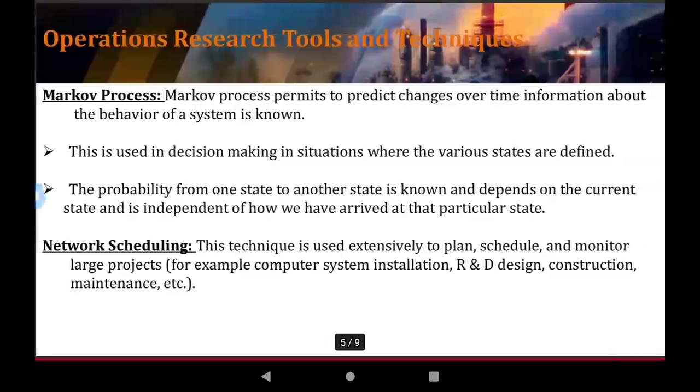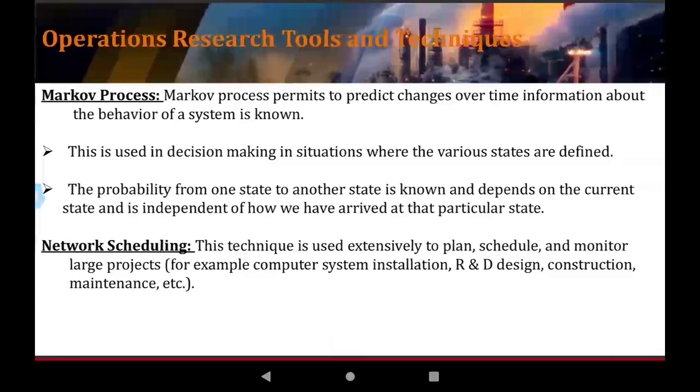Okay, among the operation research tools and techniques, another technique provided is the Markov process. The Markov process permits predicting change over time; information about the behavior of the system is known this way. The Markov procedure is also provided for the behavior of a system.